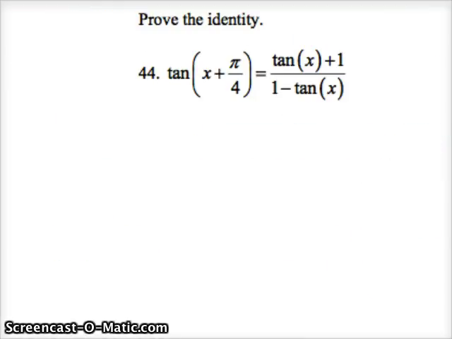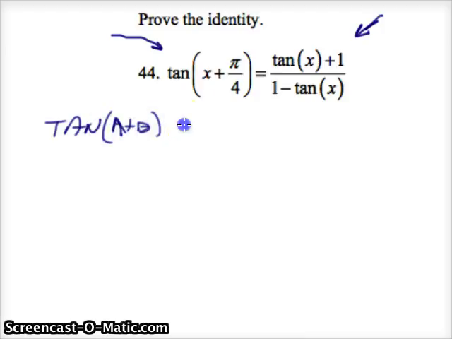Okay, now here's an interesting identity. Prove the identity. Now remember, we're trying to get one side to look like the other side. The question is which one's going to be the more complicated side? It would seem that this side would be the more complicated side, but if you notice, we probably could use a summation identity. So let's try that. Now we're going to have to go back, since we haven't really talked a lot about this. I'm just going to say a plus b.